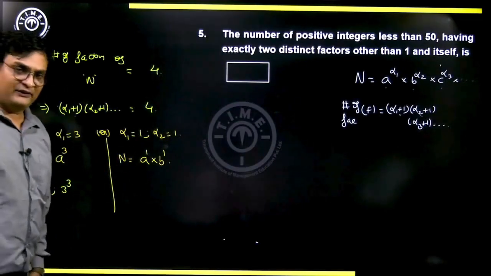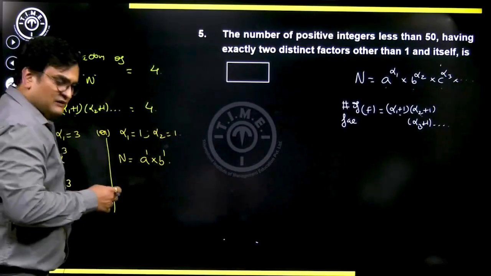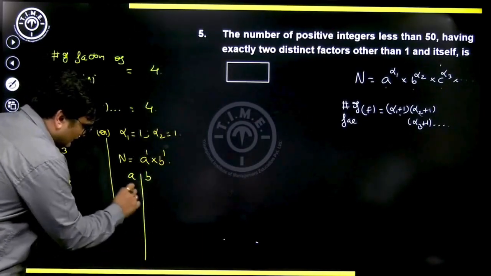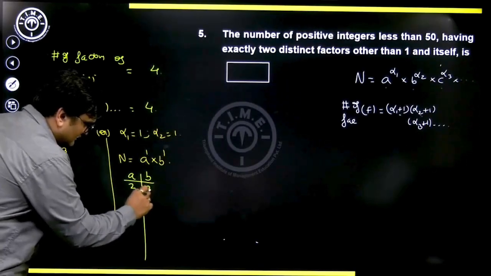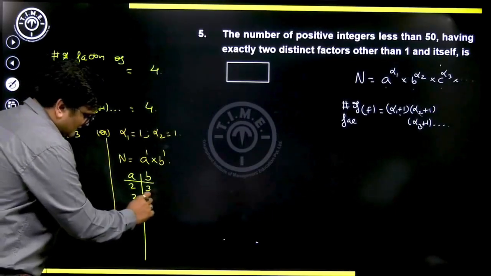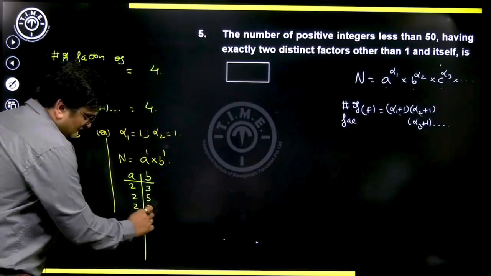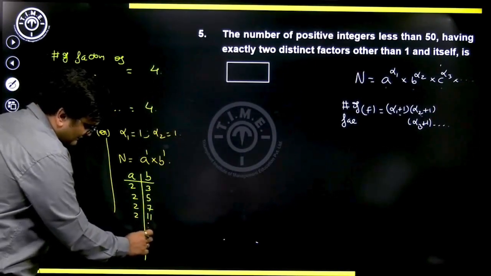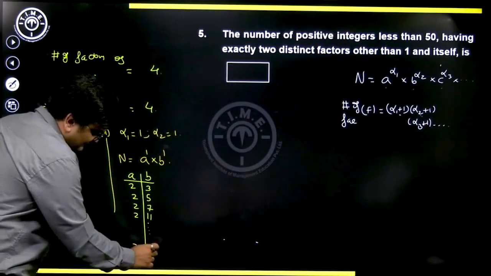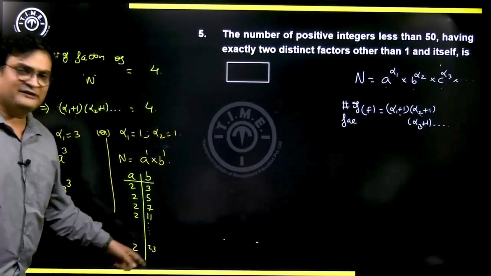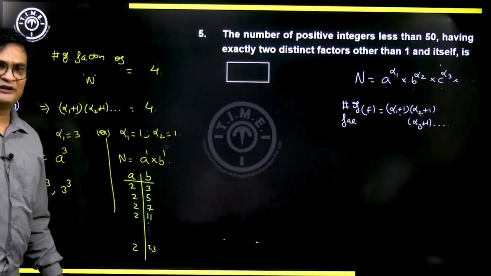But when you come to this, a and b are prime numbers. So what could be the possible values of a and b? If a is 2, b can be 3. 2 into 3 is less than 50. A is 2, this can be 5, 2 and 7, still less than 50. 2 and 11, still less than 50. 2 and 23, still less than 50. And when you go beyond 23, 29, 2 into 29 will become 58, beyond 50.